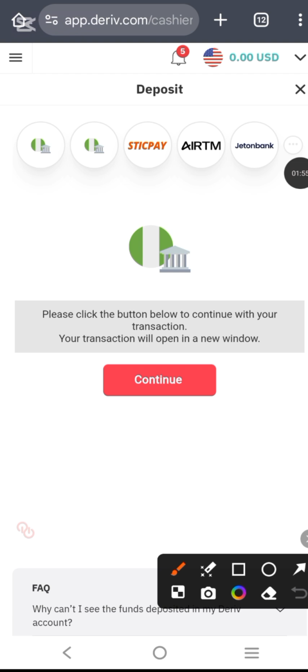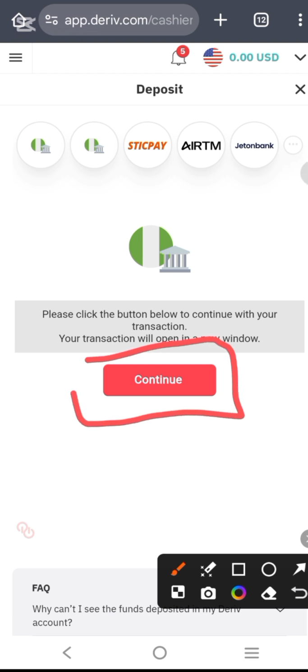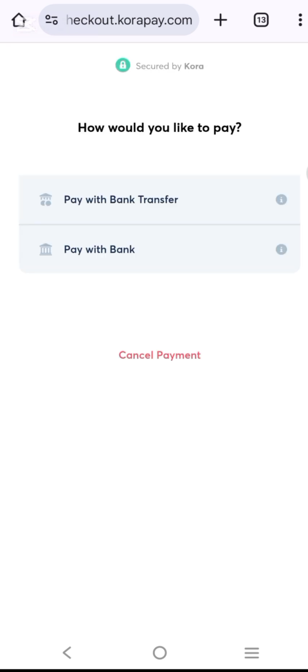So I was brought to this interface. I just needed to click on continue, and then it showed me loading. This funding method is by far the fastest funding method. Let me give you a disclaimer: never use a third-party account to pay into this account. If not, your fund will be lost.